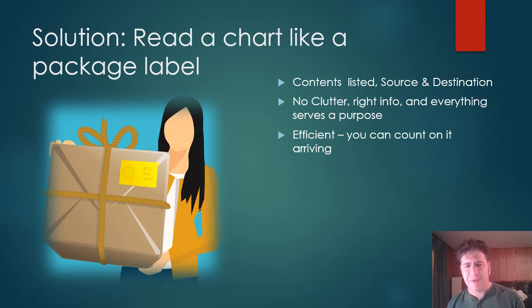If there's a package slip, the contents are listed. And then there's a source and destination address. It says where it's coming from and where it's going to. And it has just the right information, not too much and not too little, because it has to be efficient. It has to deliver the package so that you can count on it arriving. Well, if we approach chart reading with the same sort of precision and efficiency, and look for the pertinent info, that's what we're trying to do here.